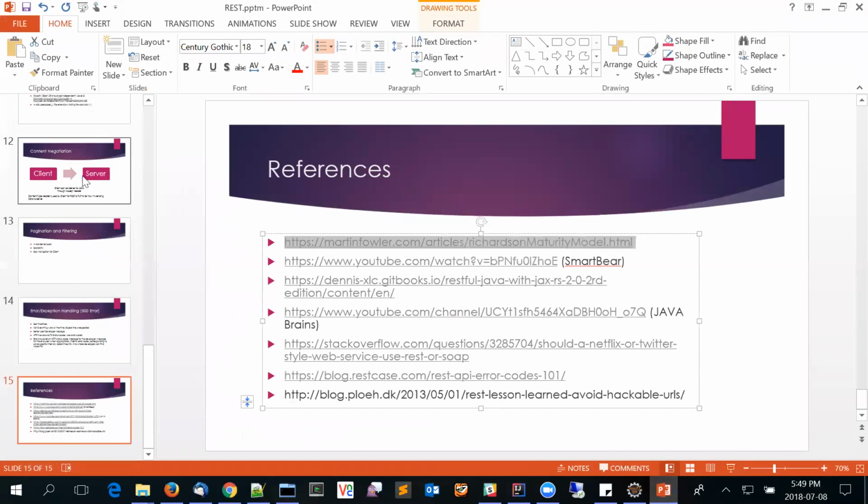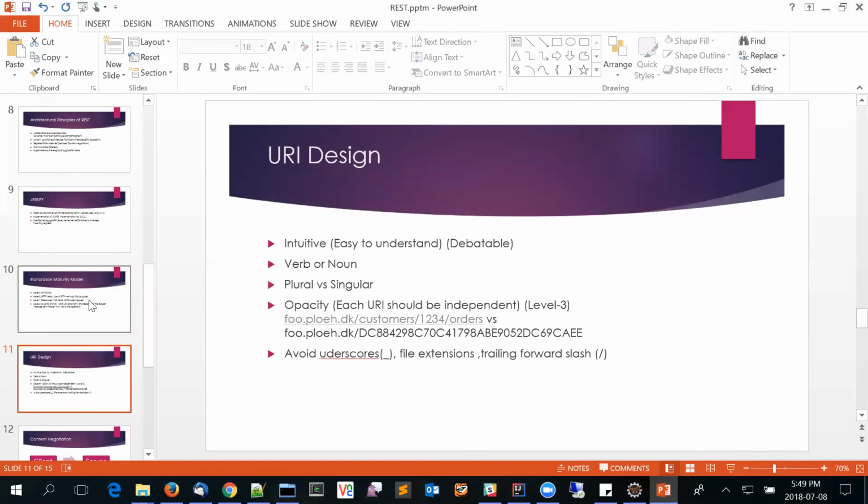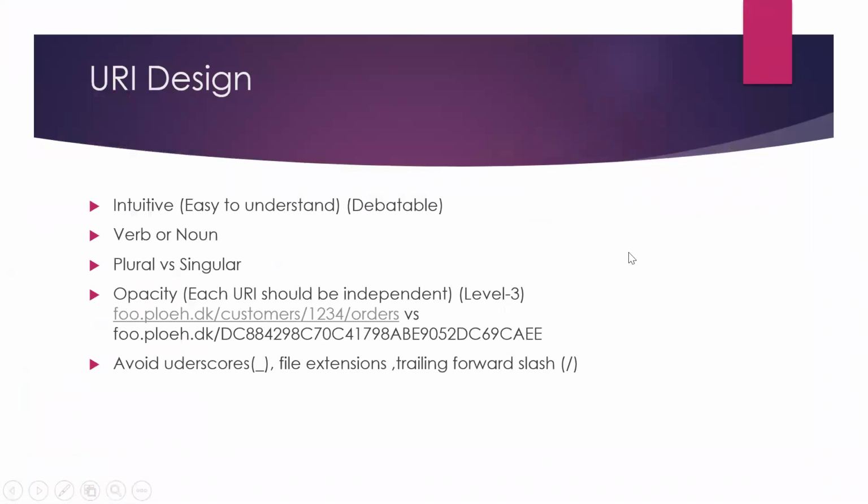Now coming back to our slide, the Richardson maturity model we have done. Now this URI design. Many people design their own URI, and they consider it to be a perfect URI, but there is a way to design a URI. First thing is it should be intuitive. Intuitive is like easy to understand, but this topic is debatable. I will come back and cover this point.